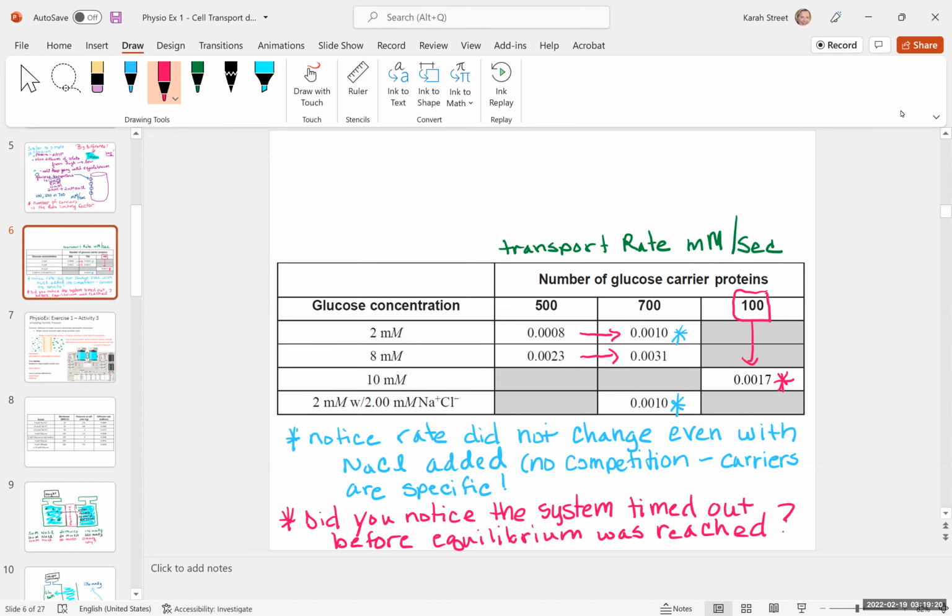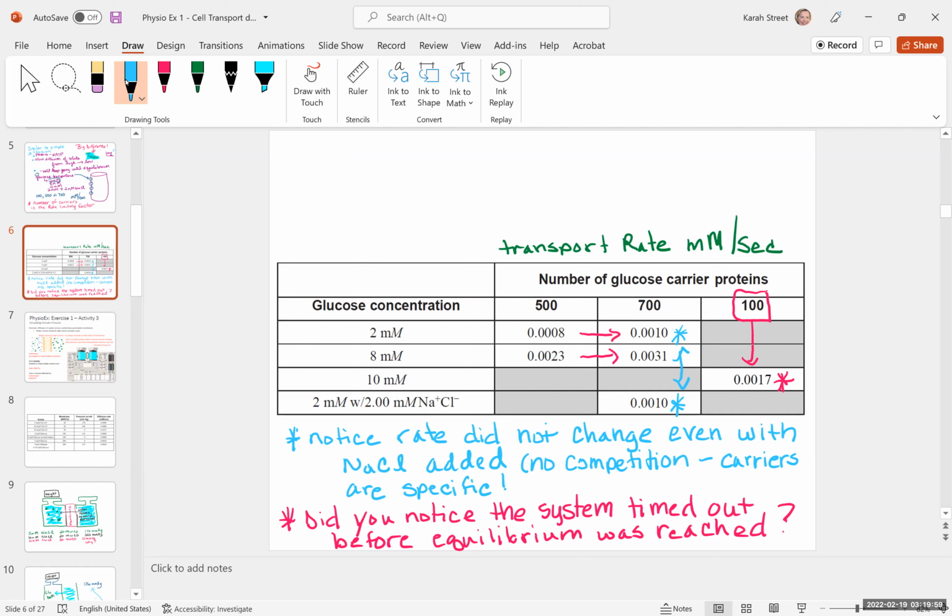Now, the very final experiment for this activity, we used 2 millimolar glucose and 2 millimolar sodium chloride. We used 700 carriers for glucose. And what I want you to notice is between the first experiment and this last experiment, the rate was 0.001 for both of them, meaning the added sodium chloride did not change the rate of transport for glucose.